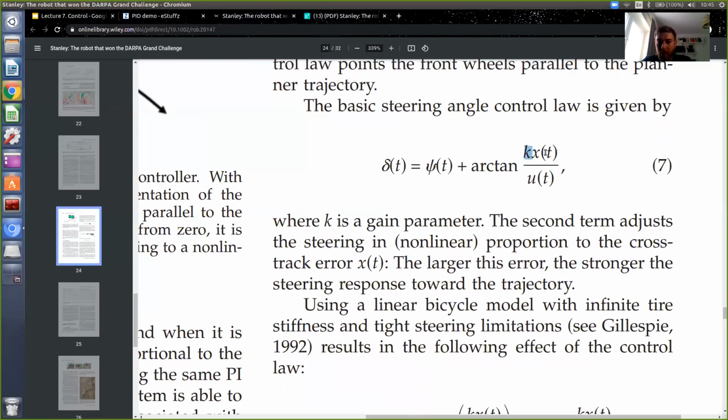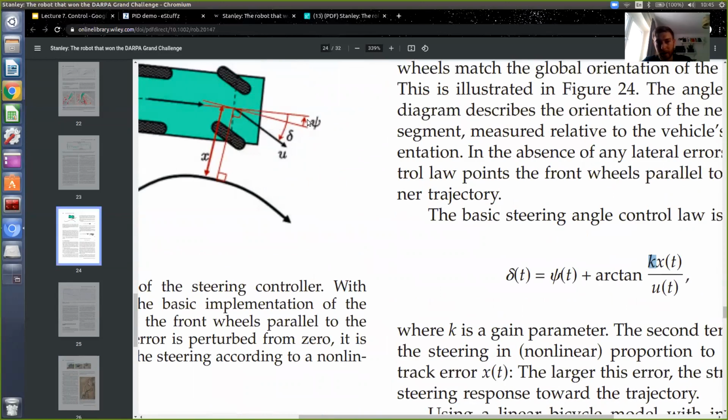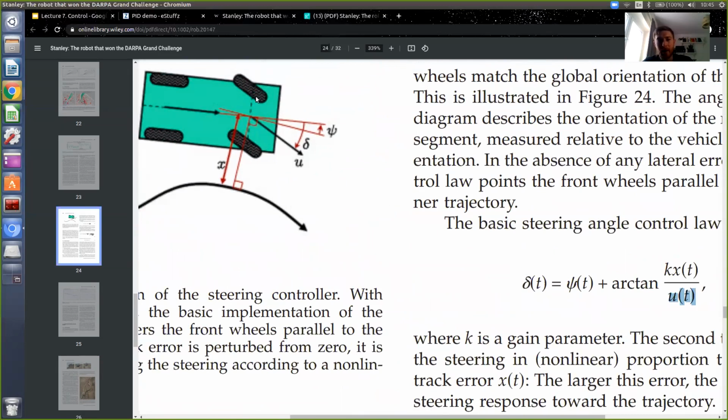So basically, they had a proportional control. You can see that K is a gain parameter, and X is the cross-track error. So the bigger the cross-track error, the bigger the arctangent is, and phi is the steering angle. So the bigger the cross-track error, the faster we try to steer our wheel to turn to the desired trajectory. But there is a u in the denominator, which is the speed. So basically, the higher speed we have, the slower our turning would be.